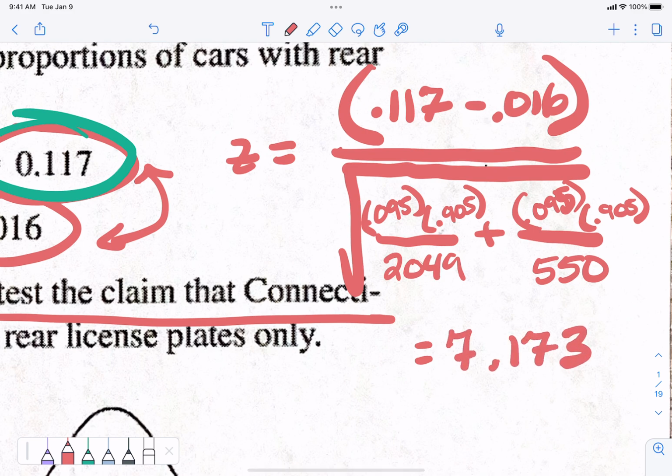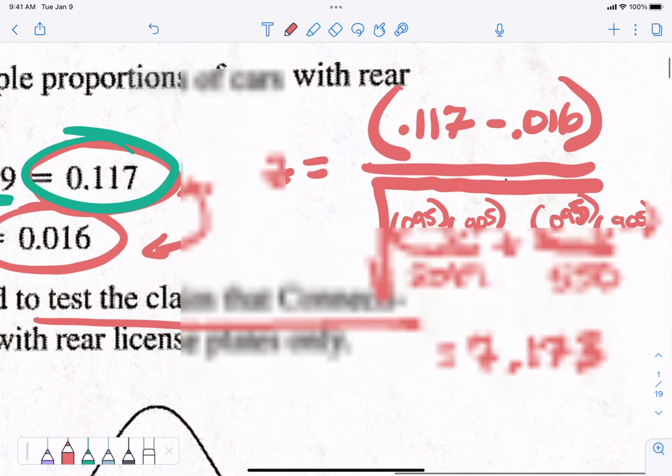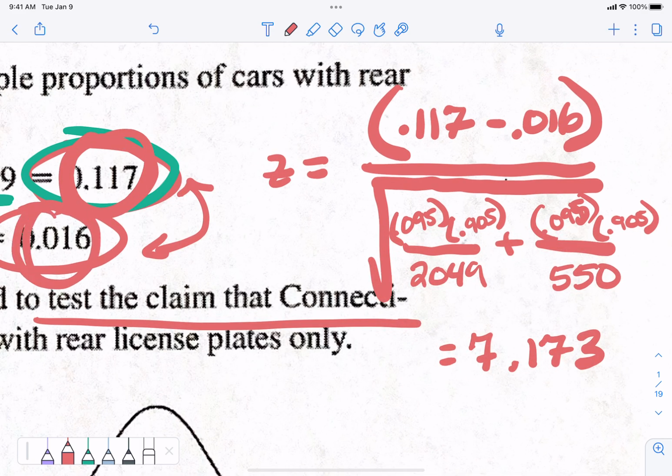7.173. Okay. We're still dealing in z-score land, right? And z-scores typically go from -3 to 3. But remember the two percentages that we're comparing. We're comparing 12% here to 2% here. So a z-score of 7 probably means we're going to say that those are not the same.